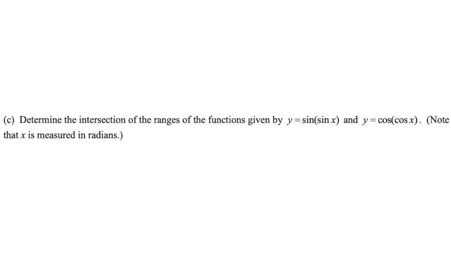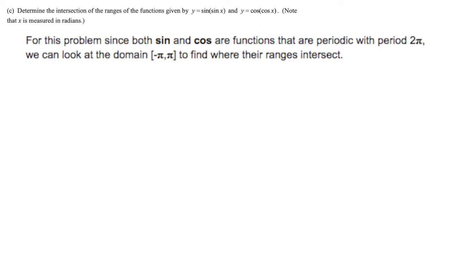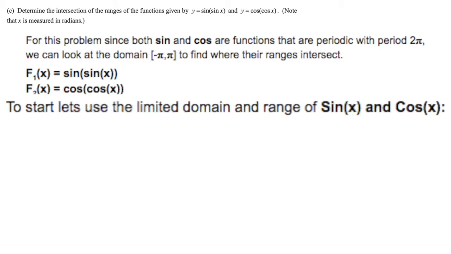We need to determine the intersection of the ranges of the functions given by y equals sine of x and y equals cosine of x. Since both sine and cosine are functions that are periodic with a period of 2 pi, we can look at the domain from negative pi to pi to find where their ranges intersect. For clarity, we're going to call sine of x f1 of x and cosine of x f2 of x. To start, let's use the limited domain and range of sine x and cosine x. The domain is negative pi to pi and the range is negative 1 to 1.